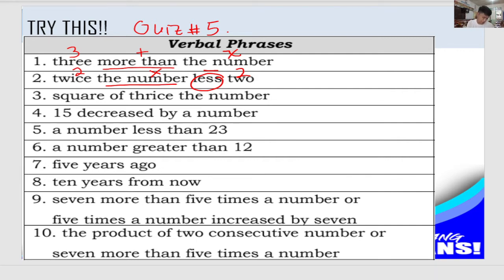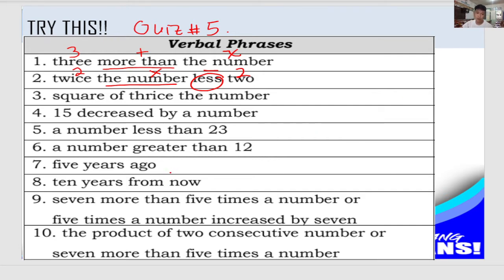Okay, class, meron ata tayong mali dito sa number 5, because the word used here is less than. So, we are going to write it backwards. So, mali po ito. 23 minus x. I'm sorry for that. Next, 5 years ago.